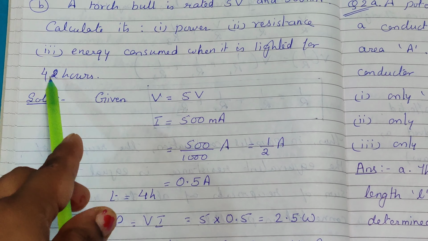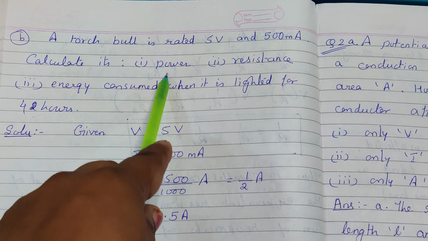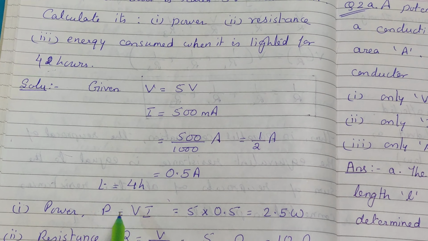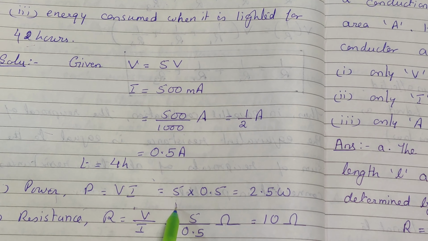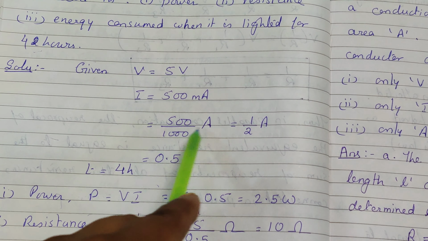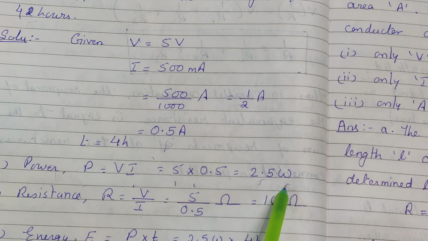So what it has given, time equals 4 hours. First question: we have to find the power. What is the formula for power? P equals VI. What is V? 5. And what is I? 0.5 ampere. So your power will be 2.5 watts.